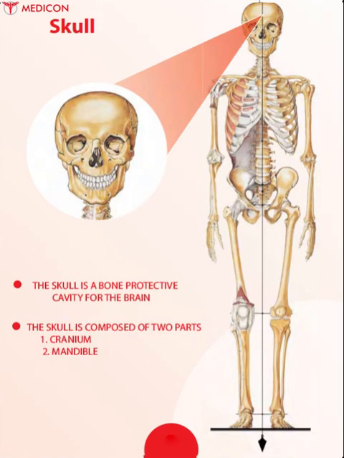Skull. The bones that form the head are called the skull, and the skull is made up of the cranial bones and facial bones. Cranial bones surround and protect the brain, and the facial bones form the eye sockets, nose, cheeks, jaw and other parts of the face.